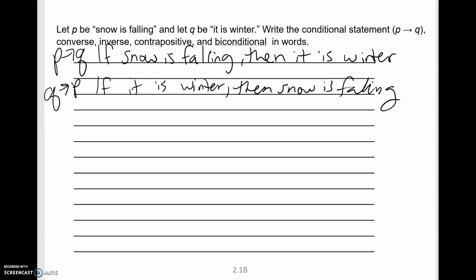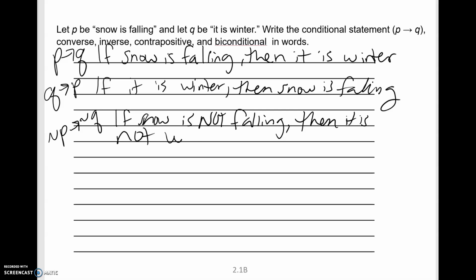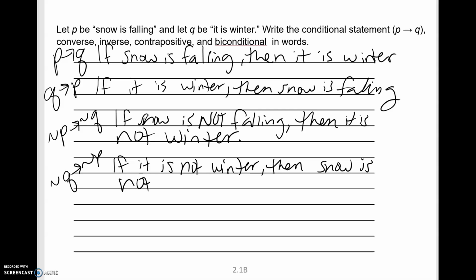Our inverse is the one where we have our nots. So we have not P to not Q. So if snow is not falling, then it is not winter. Then you have your contrapositive, so not Q to not P. So if it is not winter, then snow is not falling.